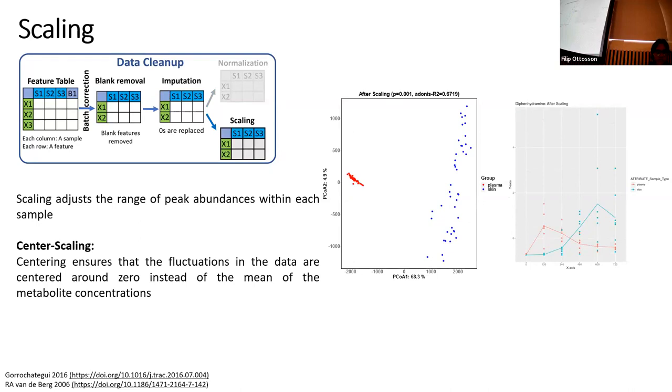Yeah, then we can also do scaling. Here, the main idea is that you want to keep all these fluctuations around zero, but instead of the sum or the mean of the metabolite concentrations, we have especially been using center scaling. We are trying to keep all these variances around zero. And it is also important to know about the normality thing, which I guess Philip would explain.